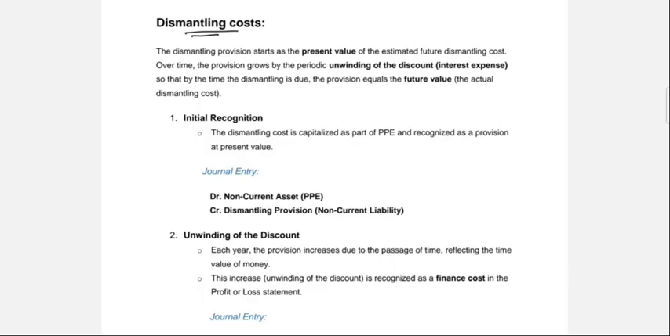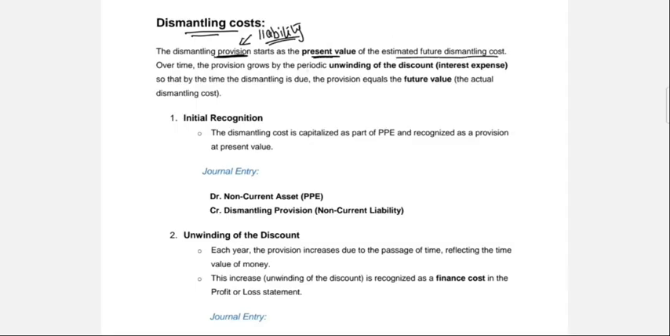IAS 16 says that you will be recording those costs at present value. Why at present value? Because these are costs that are going to be incurred in the future. So, considering the time value of money, you will have to recognize them at present value in today's terms. So, the dismantling provision, because we are going to be recognizing a provision. Provision, another term, basically means liability, and we have a liability to incur these costs in the future. It will start as a present value of the estimated future dismantling cost.